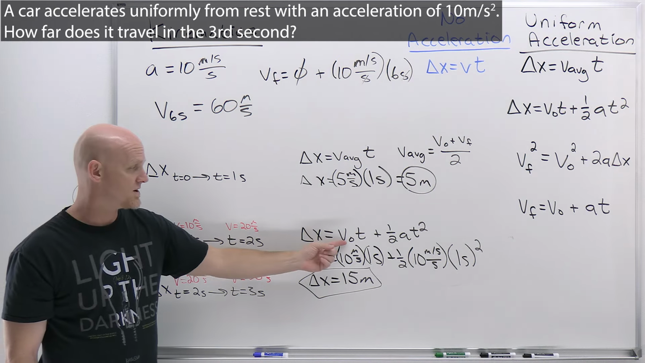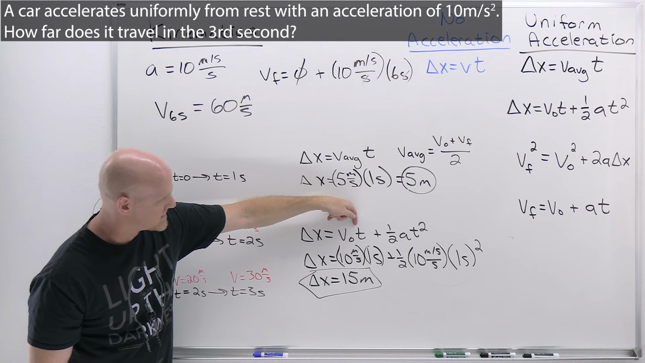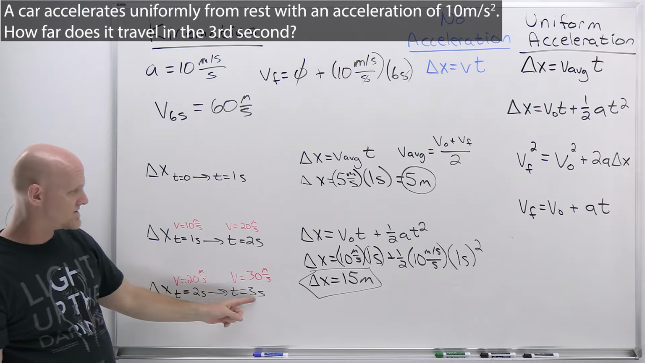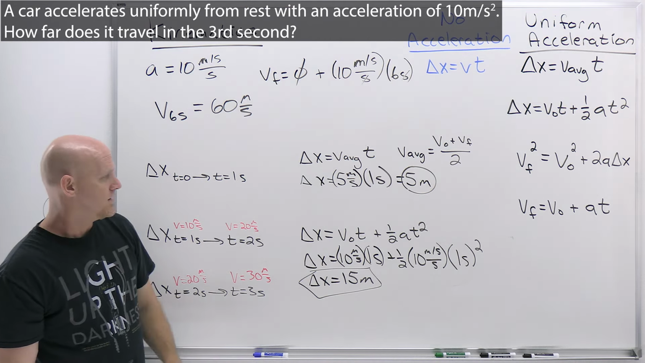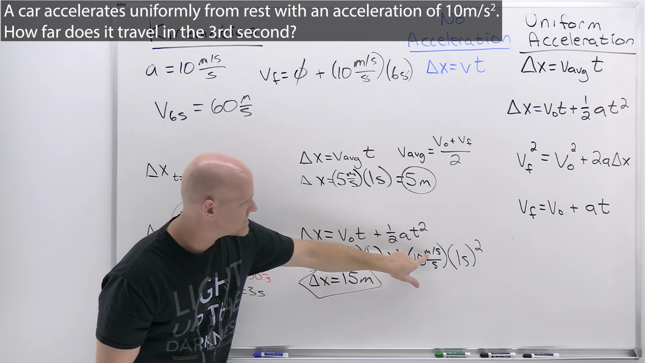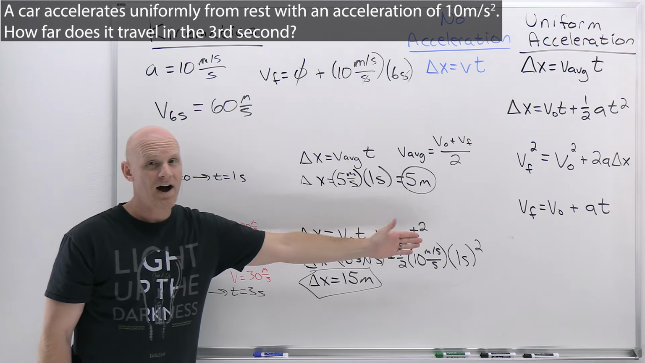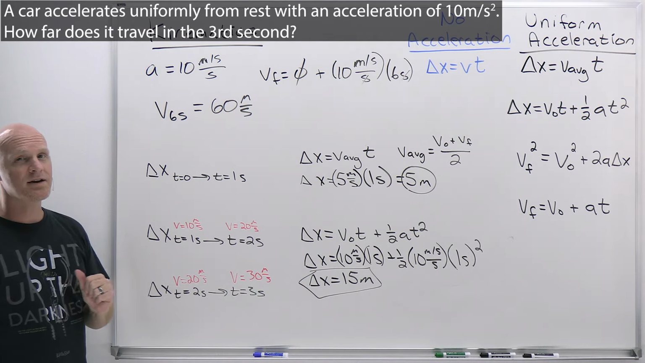Or we could use this equation again and say the initial velocity is 20 meters per second times, again, the whole duration from 2 seconds to 3 seconds, which is 1 second. So we get 20 meters per second times 1 second plus 1/2 times 10 meters per second per second times 1 second squared. And you're going to get 20 plus 5 and get 25 meters yet again.